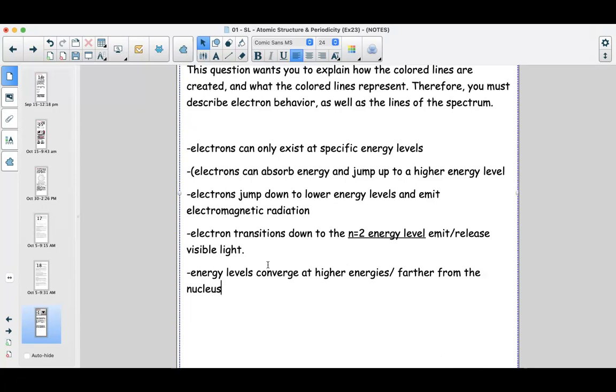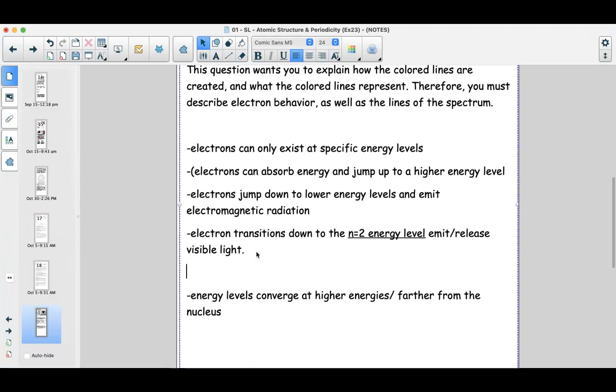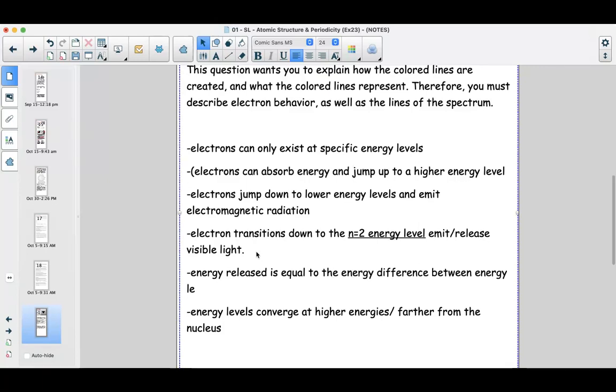So that's pretty much a point in all of these different questions, getting at this convergence idea, which is really key. I can even think of one more thing that might be on the mark scheme, which is that the energy released is equal to the energy difference between energy levels.